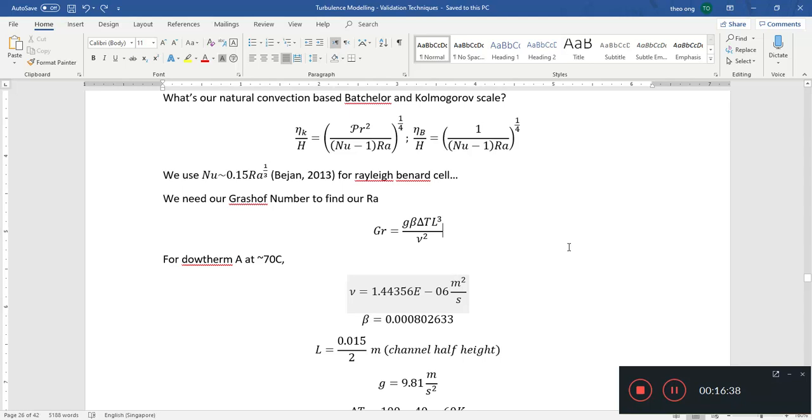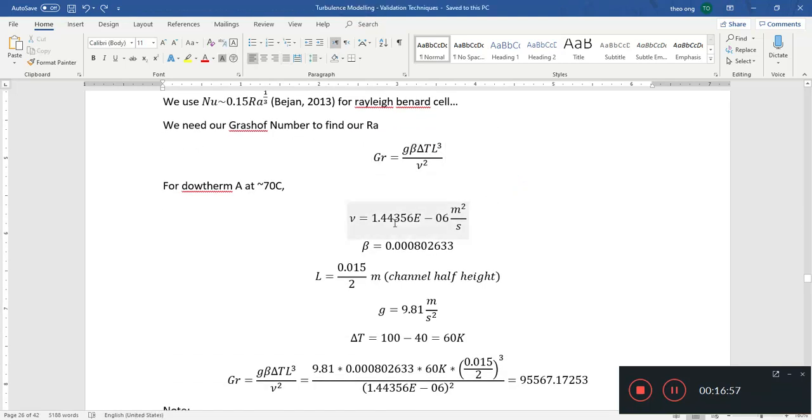So it's a bit of a big number, but if you take a look at this, it's very similar to the Reynolds number. You have a nu squared at the bottom, you have a length cubed here, and you just have g beta delta T, which corresponds to the driving force. Okay, so anyhow, we have Diatherm having a kinematic viscosity at about 70 degrees C of about 1.44 times 10 to the minus 6 meters squared per second. Your beta is this number, 0.000802.